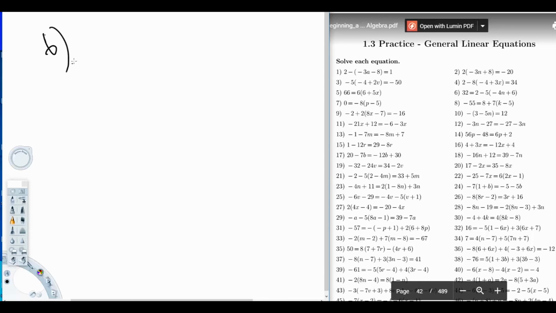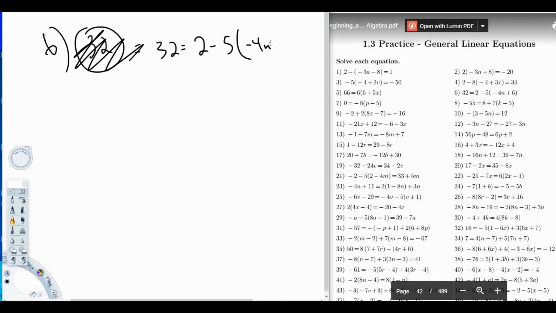Number 6, 32 equals, why did I circle the 32? 32 equals 2 minus 5 minus 4n plus 6. All right. Why don't we just get rid of this 2 right away? Subtract 2 here, right? 30 equals minus 5 minus 4n plus 6.